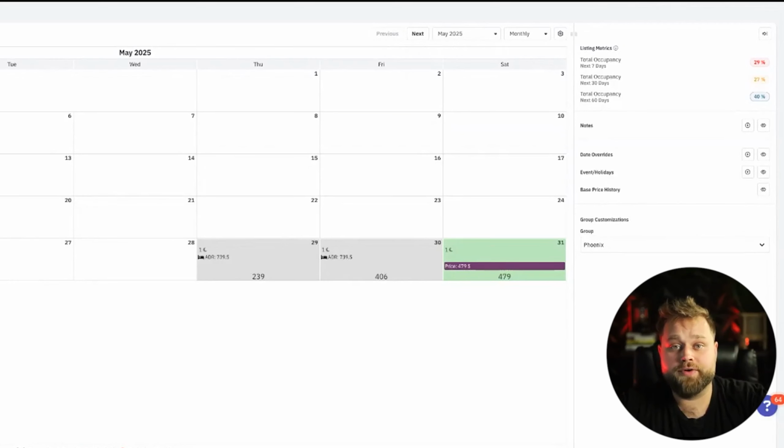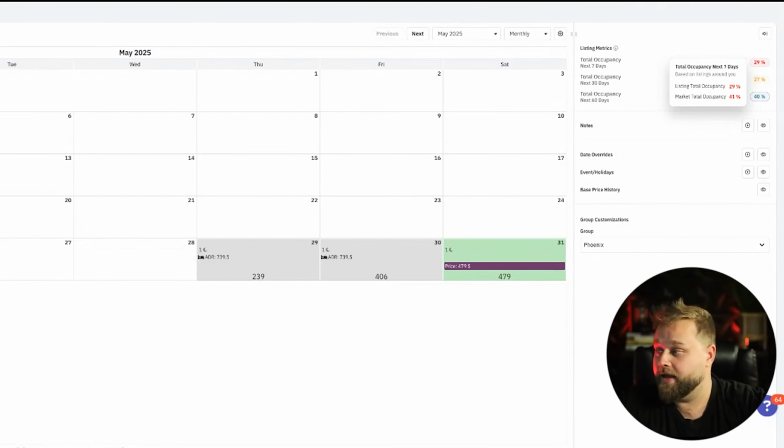And typically what I'll do is I'll just go through each individual property and look at these metrics over here on the right-hand side. So this is going to tell me how my property compares to the competition over the next 7 days. In this case, you can see here, I'm at 29%, market's at 41%. Now over the next 7 days, this isn't a whole lot of data because just one night can throw off the entire setting here. I'm more interested in the 30 days and the 60 days.